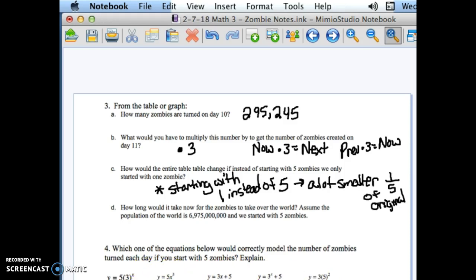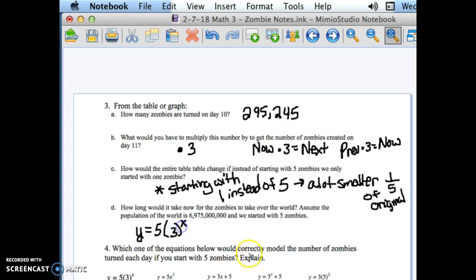Which one of these equations could we use to represent our number of zombies? Why the first one? Because every day you multiply by 3, and the X represents the number of days. Okay, and so what does the 5 represent? The starting point. Perfect. The 3 represents what we're multiplying by every single day, and X represents the number of days.